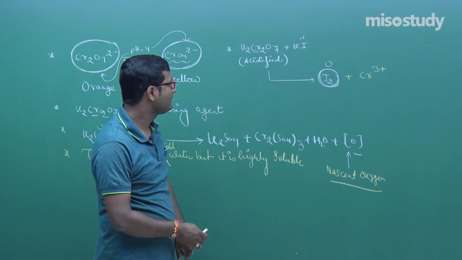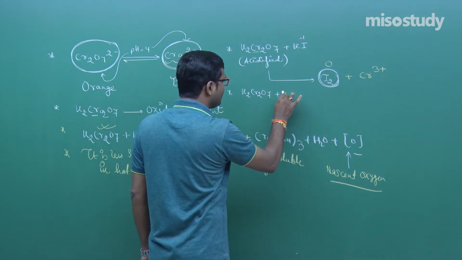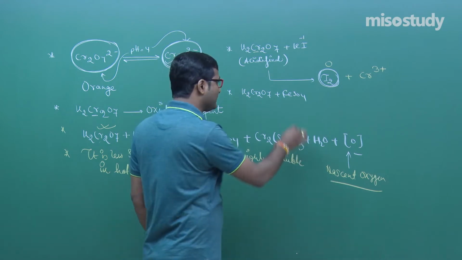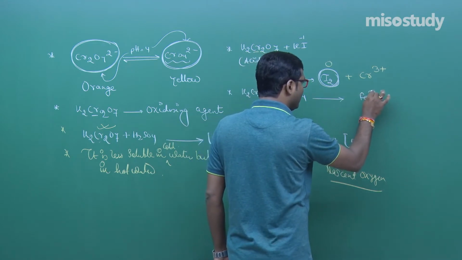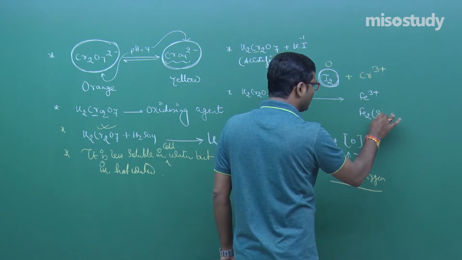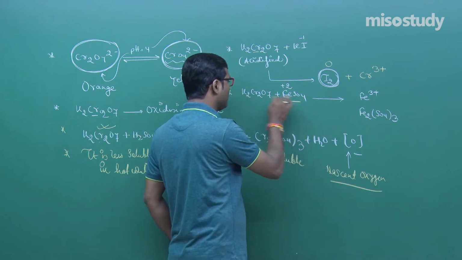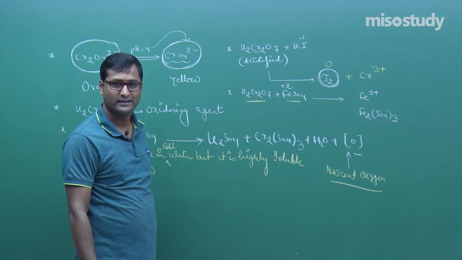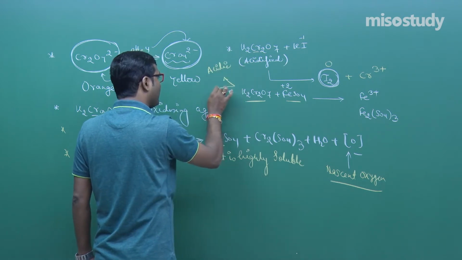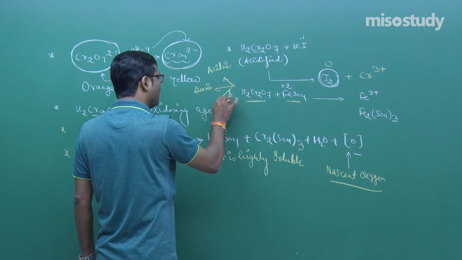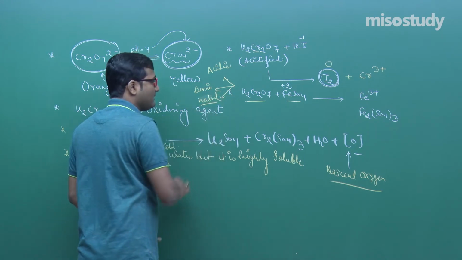Clear to you? Now the next one: when acidified K2Cr2O7 is treated with FeSO4, ferrous, that is Fe in +2 oxidation state, it converts it into Fe3+ ion, that is Fe2(SO4)3, my friend. That is, ferrous sulfate into ferric sulfate. It also proves that it has a strong oxidizing nature. It has an oxidizing nature in all media: in acidic, in basic, as well as in neutral medium also, my friend. In all media it acts as a strong oxidizing agent. Clear to you?